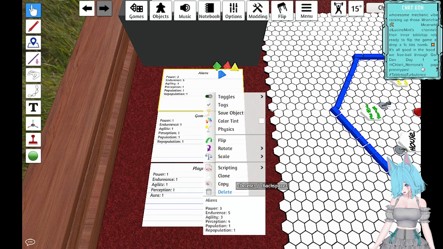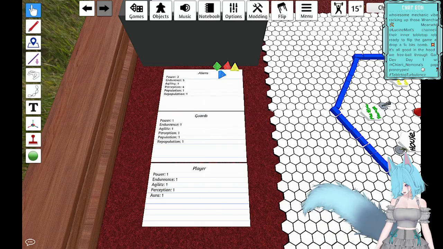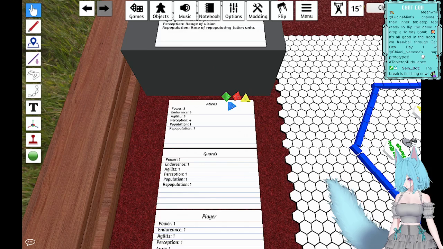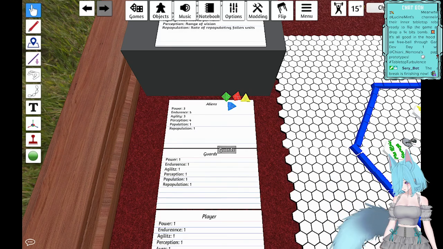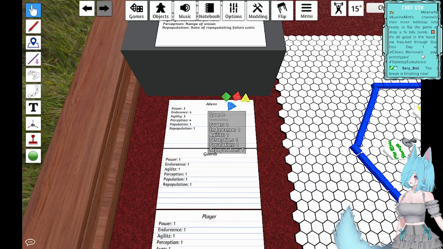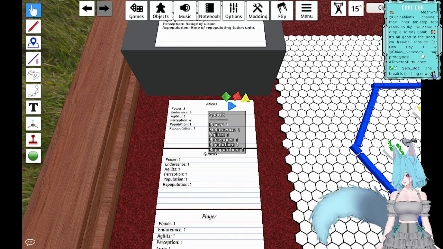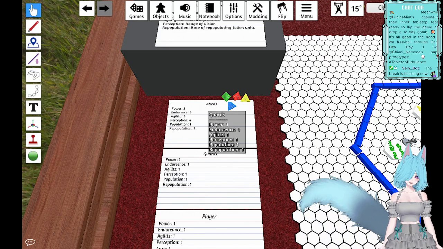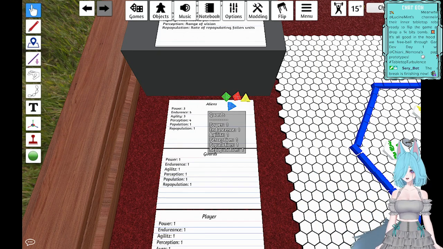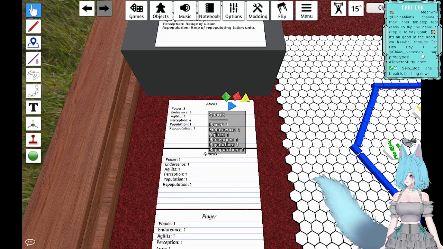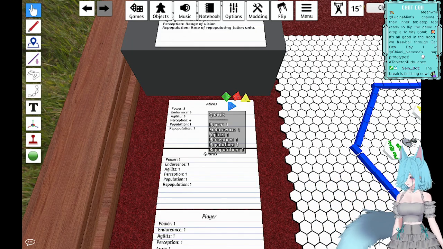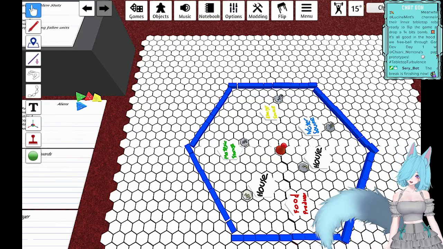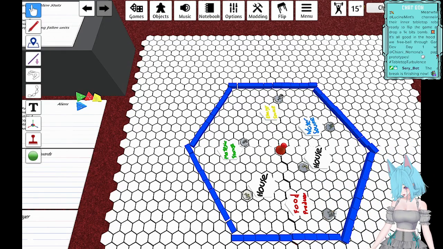So, how does the combat work? For every stat point that a guard has above an alien, an alien dies. For every stat point that an alien has above a guard, the guard dies. Battle inside the city works a little bit differently, but I'm going to explain that when we come to it.